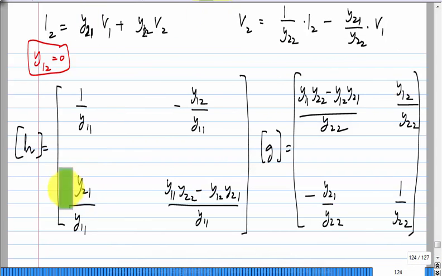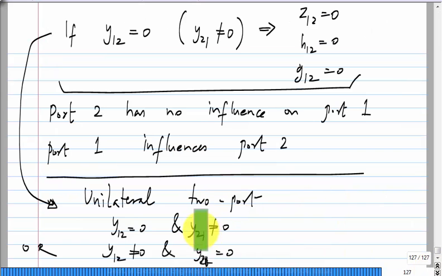So you see Y21 here and there. So if Y21 was 0, then H21 would be 0, G21 would be 0 and Z21 would be 0. So this is known as a unilateral 2 port, and in a lot of cases it would be very useful to have unilateral nature, that is control flowing only in one direction.